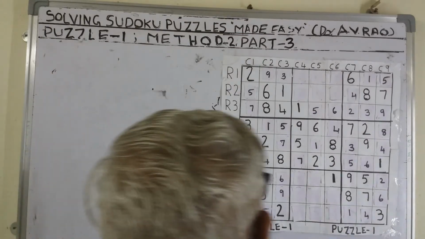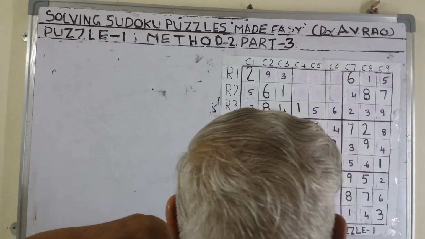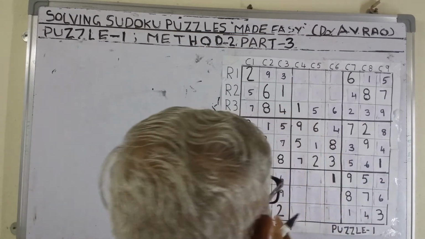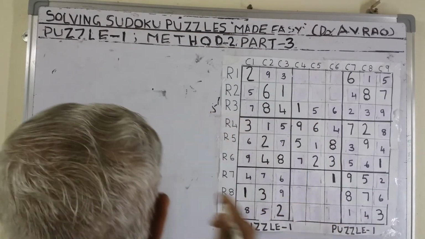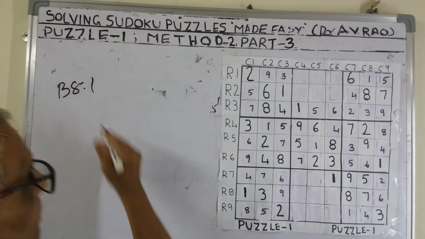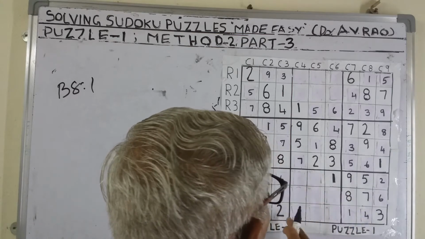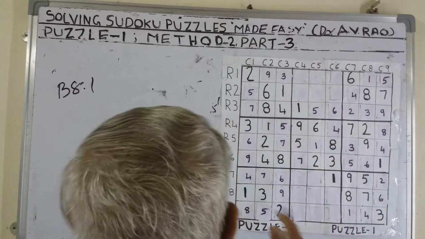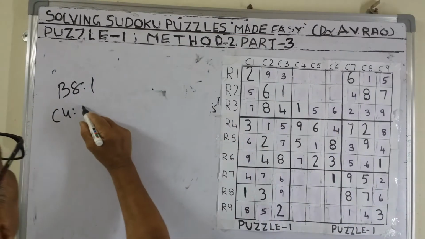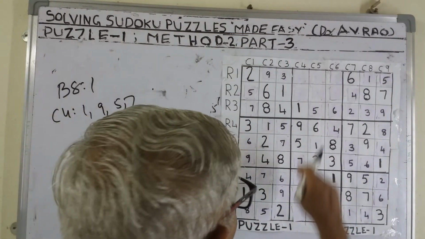Friends, let us see what are the things we can fill up. Okay, here take row R9, whether we can fill up, only 3 numbers have to be filled up. So this is box 8, B8. Only one number is there, so many cells are vacant, so it is slightly difficult to fill up. So let us take column C4. Column C4 is 1, 9, 5 and 7.